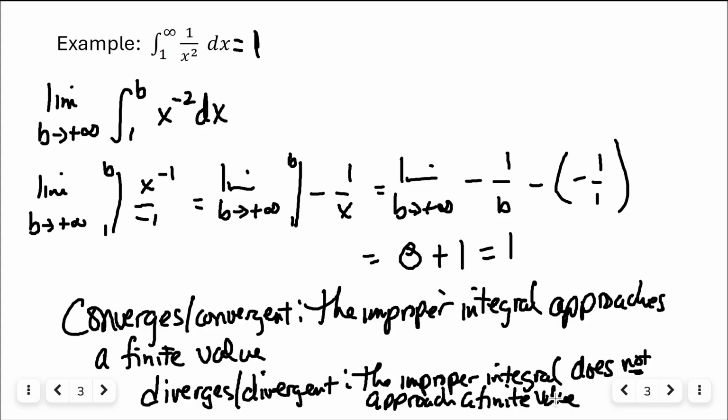Okay, so since this integral approached 1, the value of this integral is 1. It also means the area underneath the curve, 1 over x squared, from 1 all the way to infinity will be 1. And we would say this integral converges, or is convergent. All right? So these are some of the things you need to be able to look at.